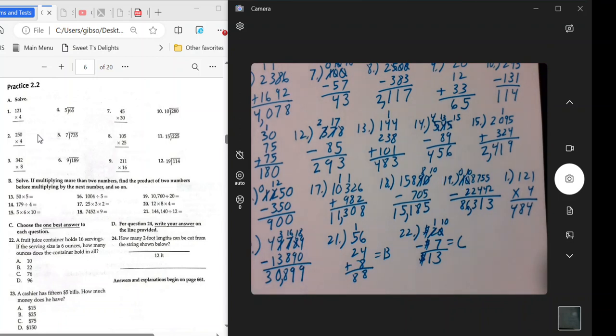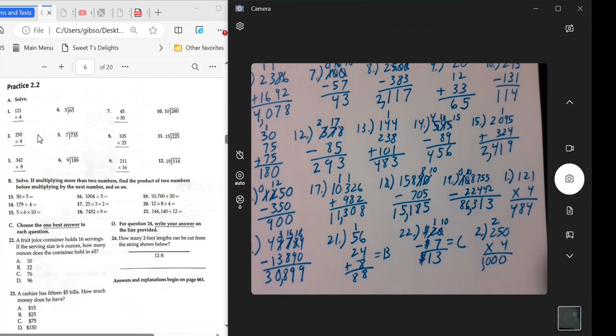Okay, so now we go to our next problem, which is problem number 2. Problem number 2, we have 250 times 4. So 4 times 0 is 0. 4 times 5 is 20. So we bring down our 0, carry our 2. 4 times 2 is 8, plus 2 is 10. So this would be 1,000 for problem number 2.